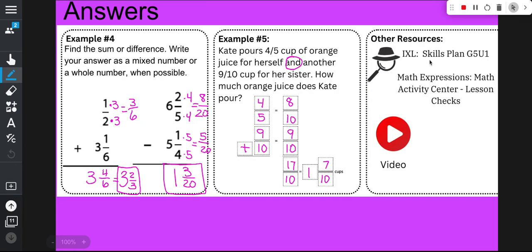Practice on your IXL skills plan for grade 5, unit 1, or Math Activity Center in Math Expressions. Do some of the lesson checks. The one that I would really focus on would be any of the subtracting fractions with unlike denominators. That's the big new skill for this unit. Rewatch the video if you need to. Otherwise, good luck.